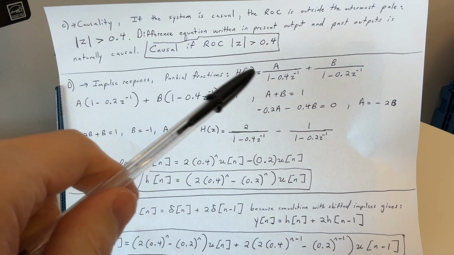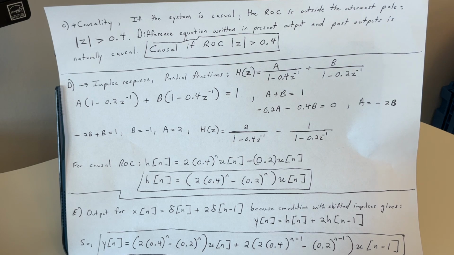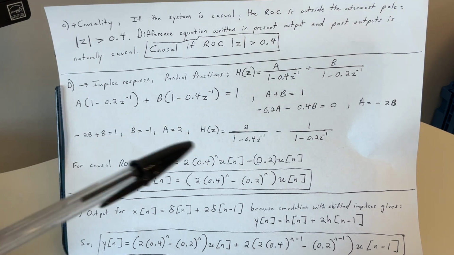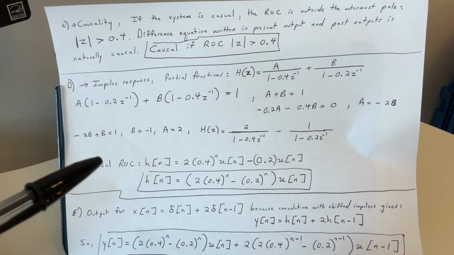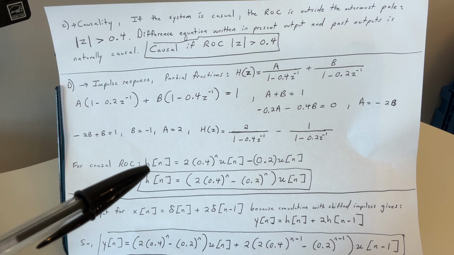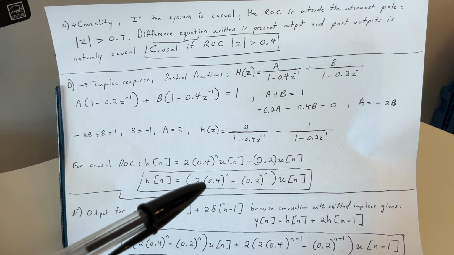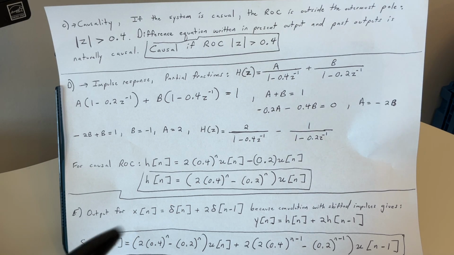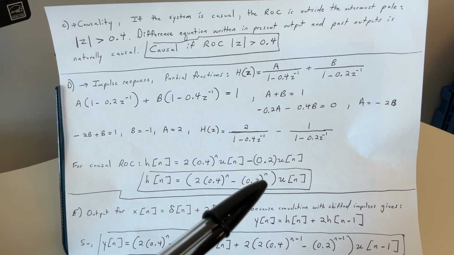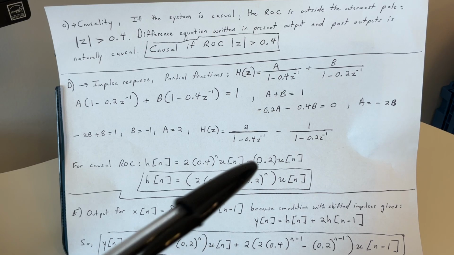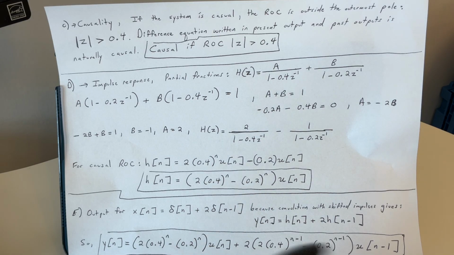For part D, they want us to find the impulse response. We use partial fractions here. For this, we perform all the computation. So for the causal ROC, this h of n is going to give you 2 times the quantity 0.4 to the n minus 0.2 to the n, and then that times u of n. So that's what we get for letter D.